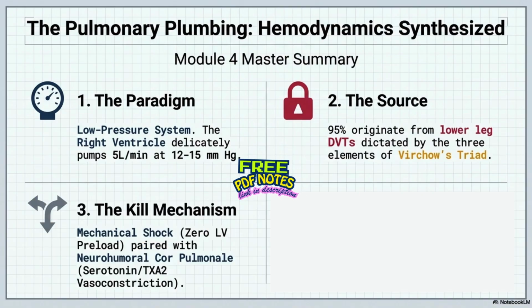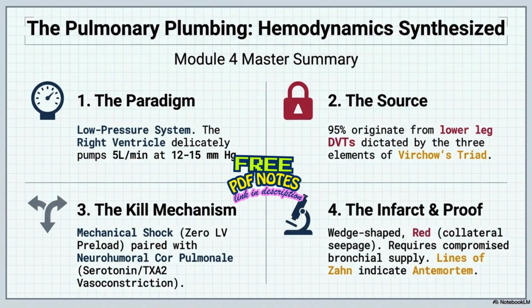Number 3, the kill mechanism. It is a combination of mechanical shock due to zero LV preload paired with neurohumoral cor pulmonale caused by serotonin and thromboxane A2 vasoconstriction. Number 4, the infarct and proof. The infarct is wedge-shaped and red due to collateral seepage and it requires a compromised bronchial supply to form. And remember, the presence of lines of Zahn indicates it was antemortem.